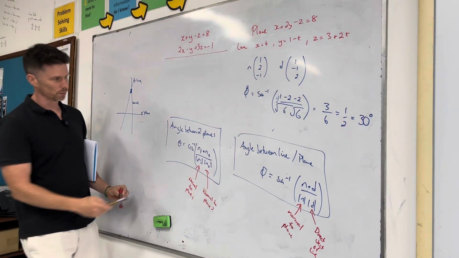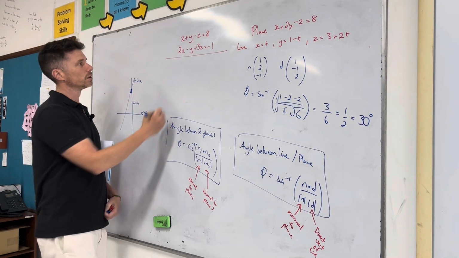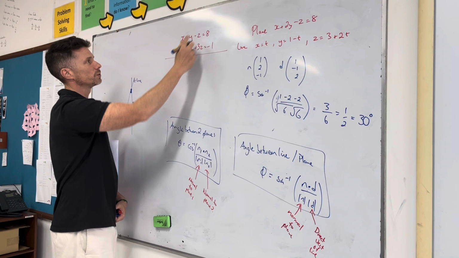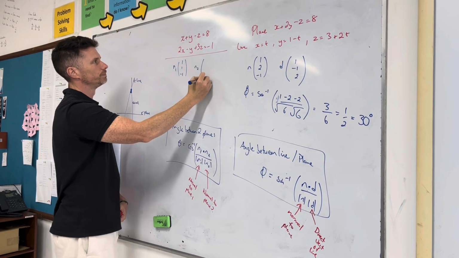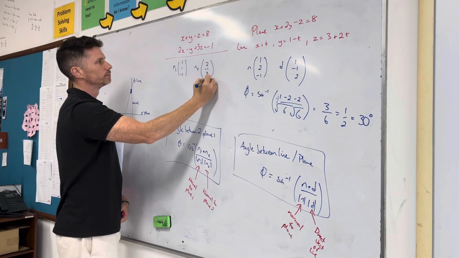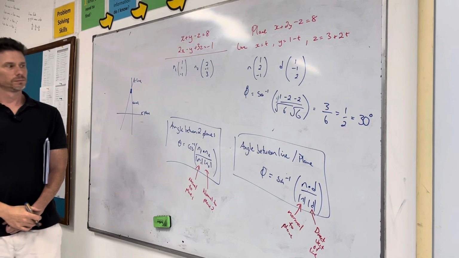So I need to get the normal to each plane, which I can just read off the coefficients. Normal 1 to this first one is going to be 1, 1, minus 1. Normal 2. Then the dot product, cosine inverse. We're looking for an acute angle.